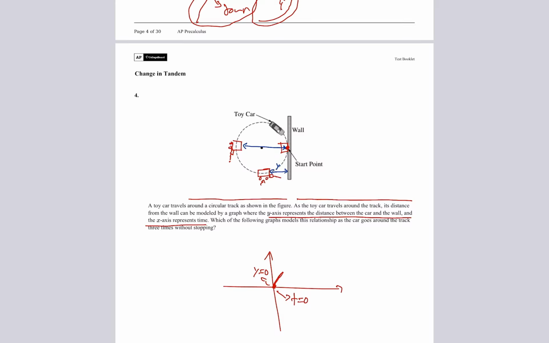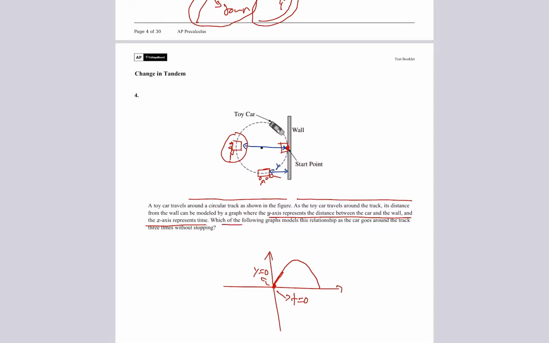Well, the maximum point would be this, so the maximum distance between the wall and the toy car would be at this point, right? And then it's simply gonna start to decrease until it reaches back to the starting point. Am I correct? Yes or no? I am, supposedly. We're gonna have to go back to this point, and we're just gonna do another loop and another loop and another loop, right?